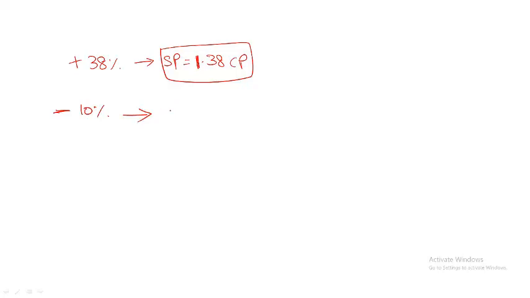Now when we are getting loss, the relation between selling price and cost price will be: selling price is equal to, now selling price will be less than cost price, right? Because we are getting loss. So selling price is equal to 0.9 times of cost price. And I will tell you how to frame the relation between selling price and cost price. If it is loss, in the simplest way, here 0.9, right? When we have 0 point, loss is indicated. 0 point something. Now this value means here when we have 10% loss.